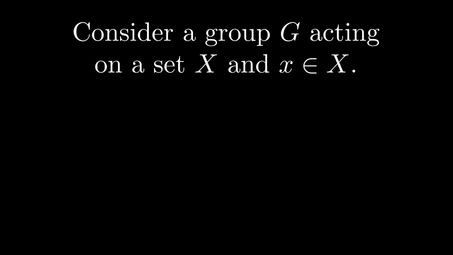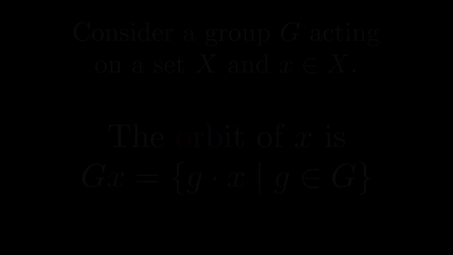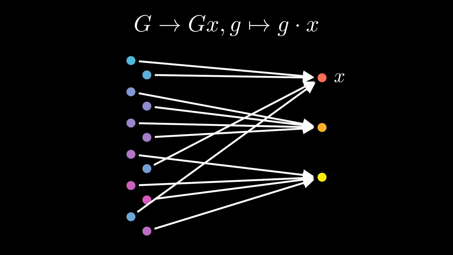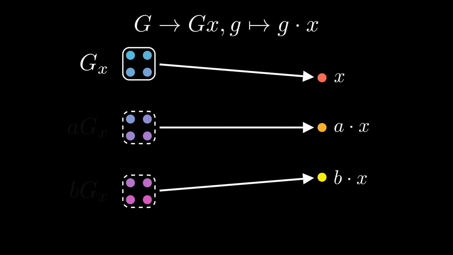So consider a group acting on some set and an element x in that set. Then the orbit of x is the set of all elements that can be obtained by applying elements of G to x. To understand orbits better, let's look at the map which maps each element to the corresponding element in the orbit. Then we can group together all the elements which get mapped to the same element, and we get the stabilizer subgroup and its cosets.